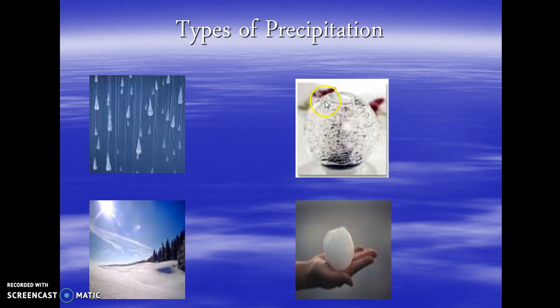So you've got rain, sleet's little pellets. You've got snow, which is going to be crystallized water. And then you have hail, which is big chunks of ice.